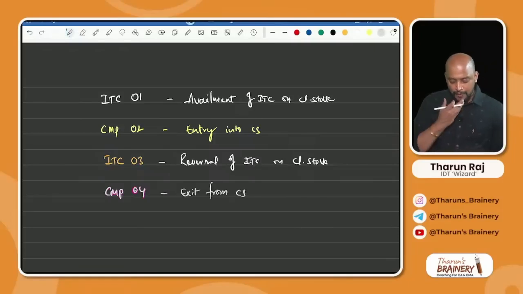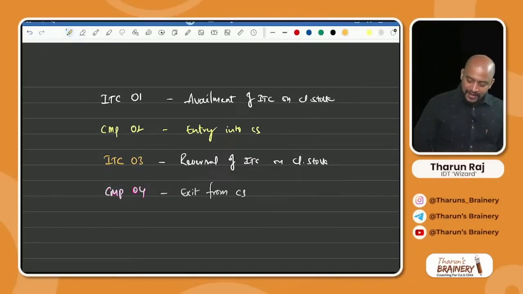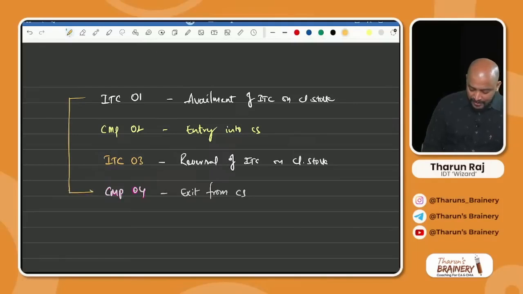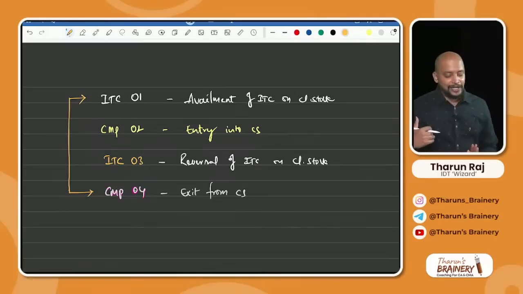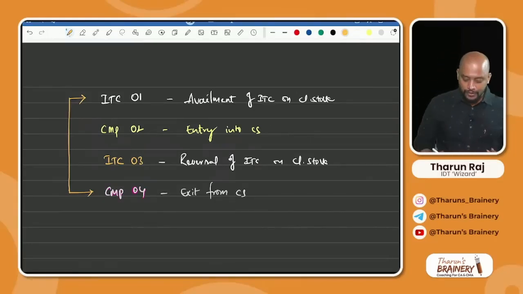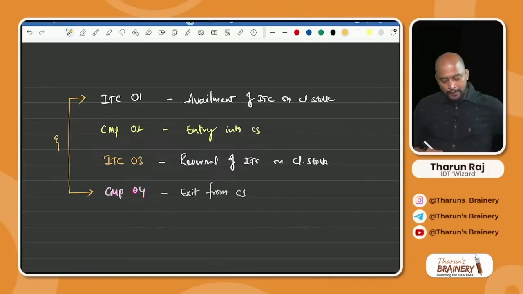Exit from composition scheme. Understood? Now, if you see here, this ITC first and last form is a combo. That is, whenever you exit from composition scheme, you will avail the ITC on closing stock. So these two is one combo, okay.